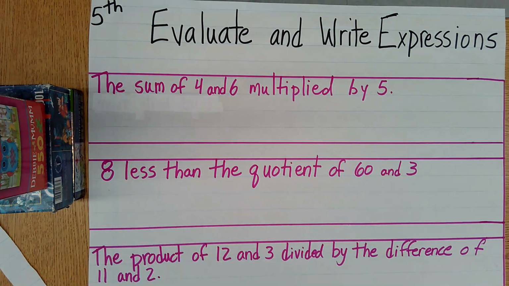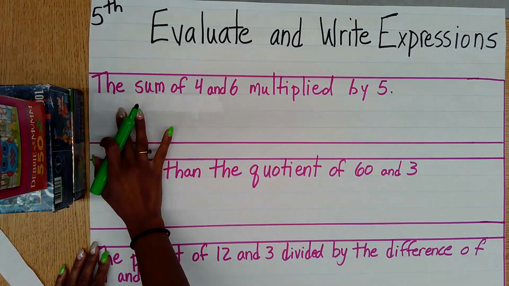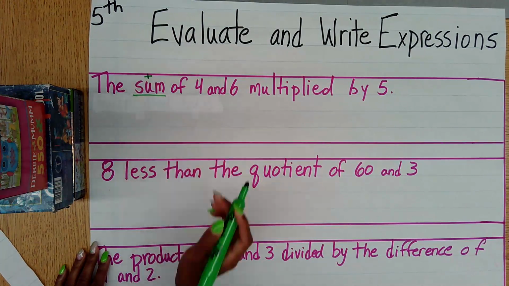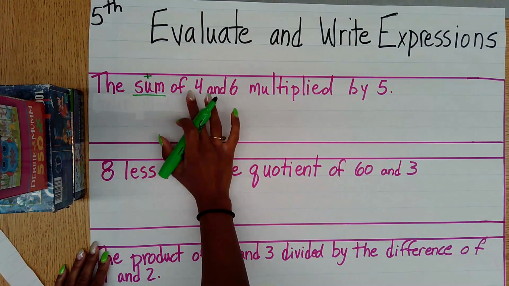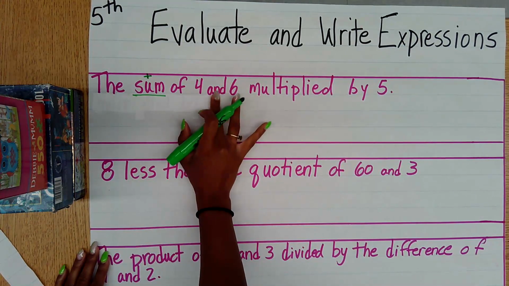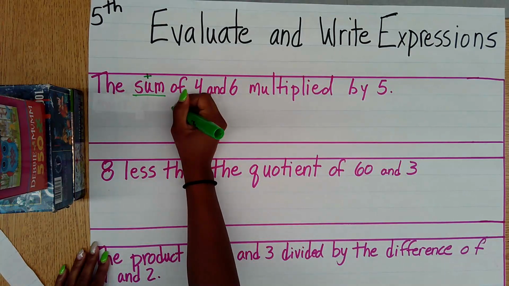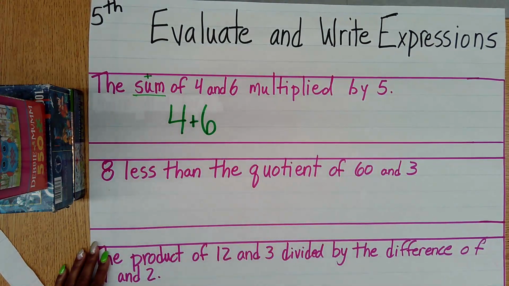So our first expression says the sum of 4 and 6 multiplied by 5. So we always want to start from the left. So I have the sum, I know sum means addition, of 4 and 6. So I have 4 and 6, that "and" is telling me they're grouped together, and I need the sum of them. So I need to take my 4 and add my 6 together.